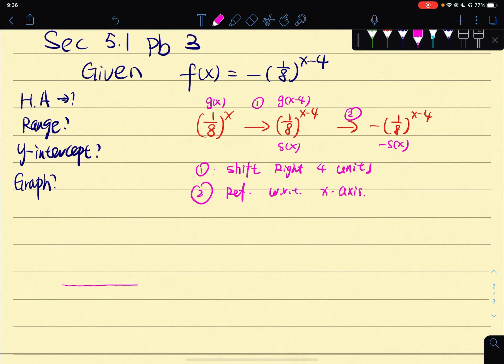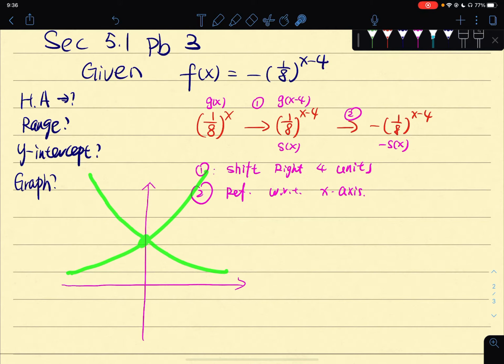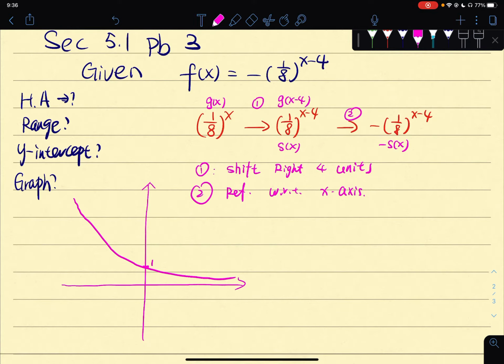So let's go ahead, sketch the graph. All exponential functions would either look like this or look like that, where the point in the middle, the y-intercept, is going to be (0, 1). So let's mark my point (0, 1), because as you can tell, the base is 1 over 8, so the larger x is, the smaller the function value would be, so it would be going down. So this is my graph of 1 over 8 to the power of x.